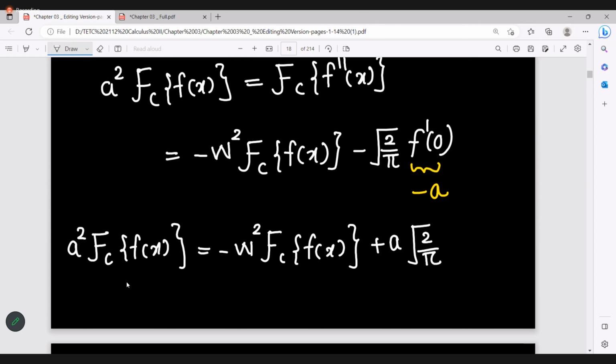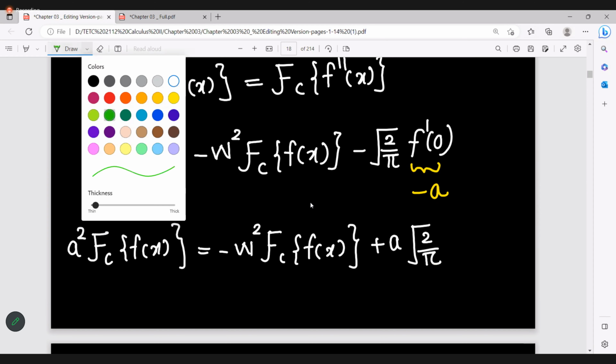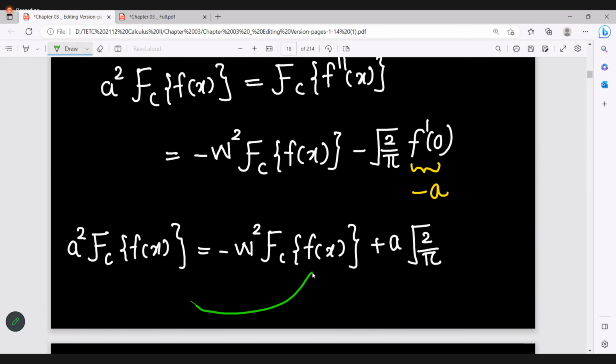And then we can see that in both the left hand side and right hand side, we have an expression of Fourier cosine transform of f of x. So if we bring this thing into this side, we can obtain an expression by making the Fourier cosine transform of f of x the subject, because we are asked to find the Fourier cosine transform of f of x in our example.